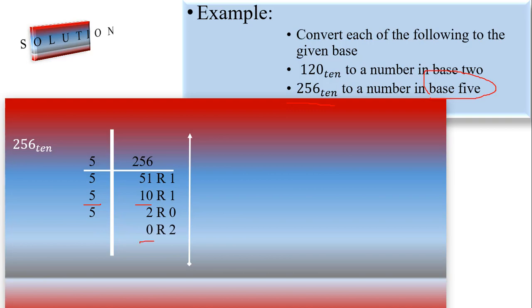So it's for me to take note of my remainder. Write the remainder in reverse order, from down upward. So I'm going to write the remainder in reverse order, and that is my answer. 256 base 10 is actually 2 1 1 base 5. Yes. So 256 base 10 is actually 211 base 5.